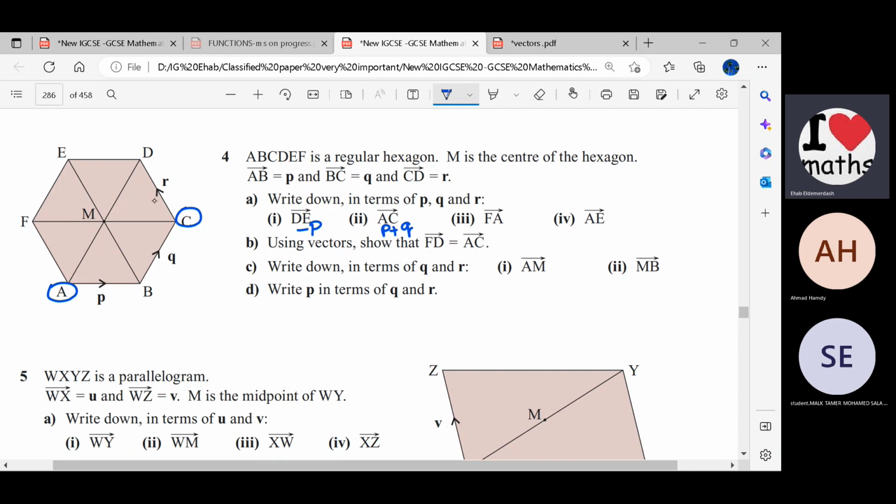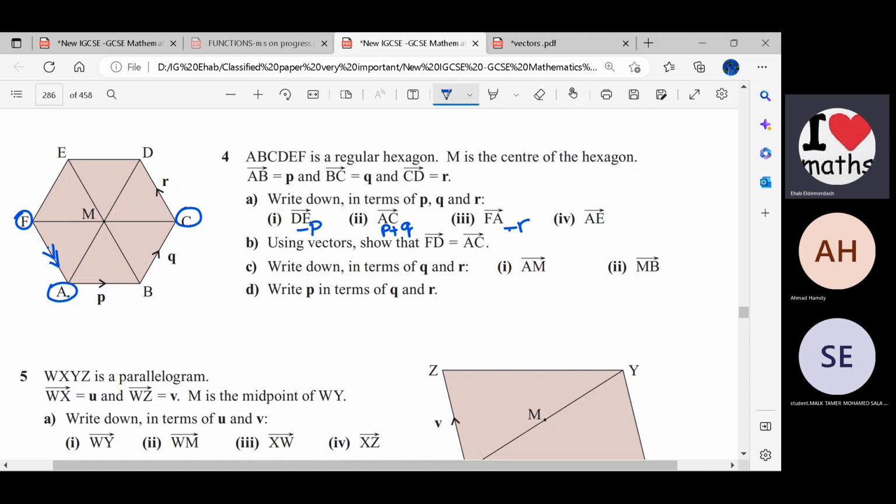Now I want to get FA. We want to find the vector FA. Notice, from F to A, I want to go like this. Negative R. Here it is written as negative R. Why R? Why not Q or P, although they are all equal to each other? All are equal. But why did I take R and not P or Q? Because they are parallel and equal.